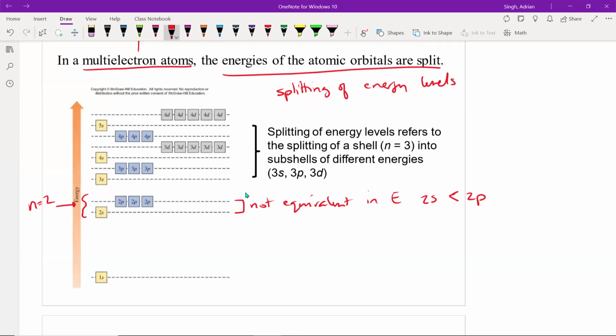And similarly, in the case of n equals 3, which accounts now for the 3s, the 3p, and the 3d, these are all the third energy level orbitals. You will notice now that these are not equivalent in energy either. There's a splitting of these energy levels such that now the 3s is less than the 3p, and the 3p is less than the 3d in terms of energies. So you have the splitting of the energies of the orbitals in multi-electron atoms.